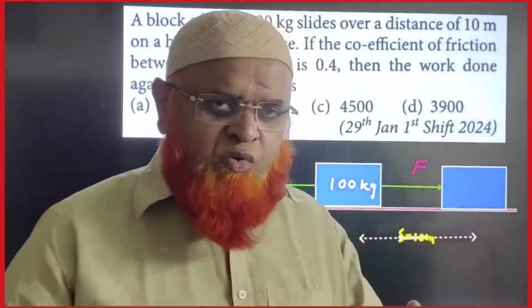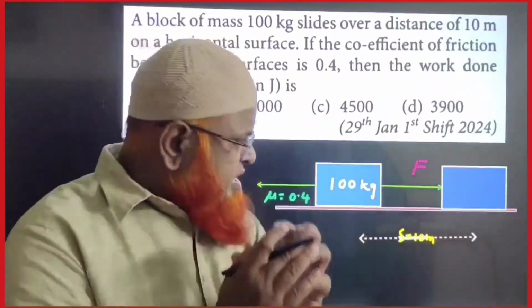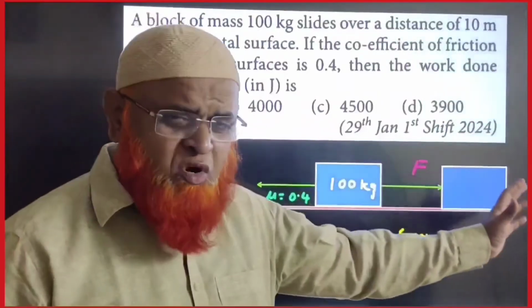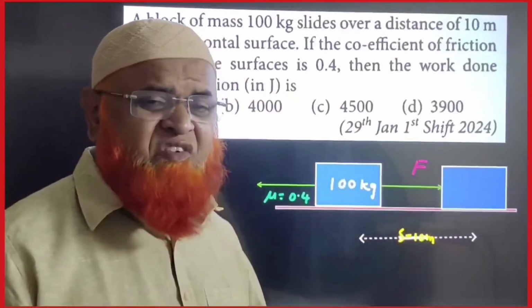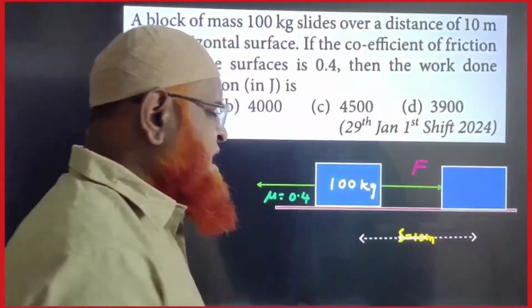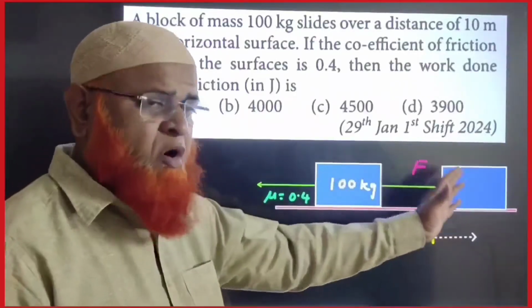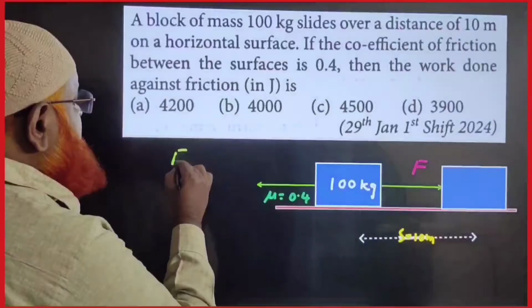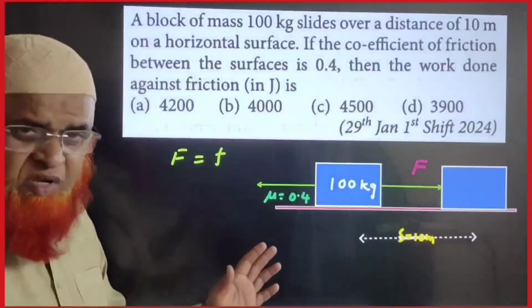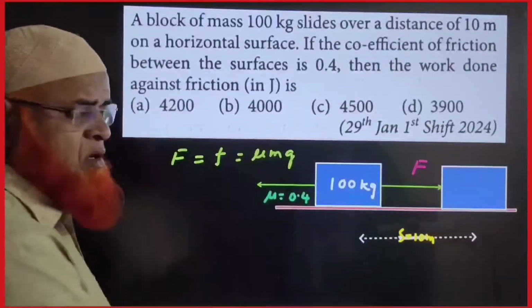That's it. My dear students, this is the latest previous year question asked in 2024. Here, a block is moved towards right a distance of 10 meters. Then what is the work done by an applied force to move a body? You should remember one thing, that in such cases, applied force and friction force are going to be same. And the formula is mu mg. You all know about that.